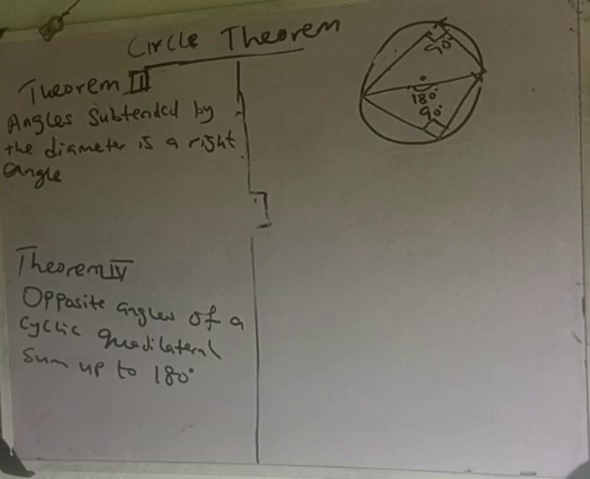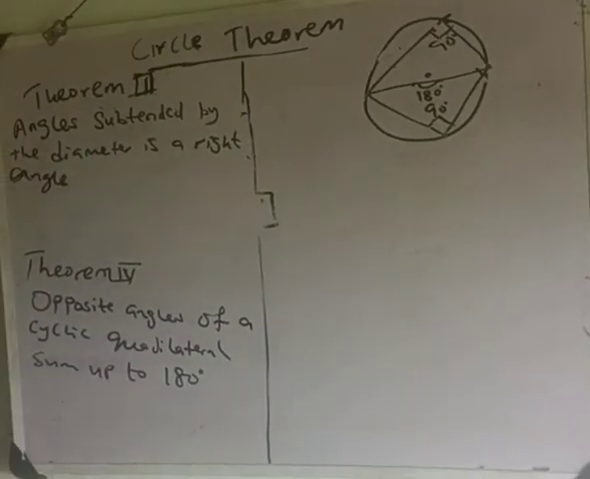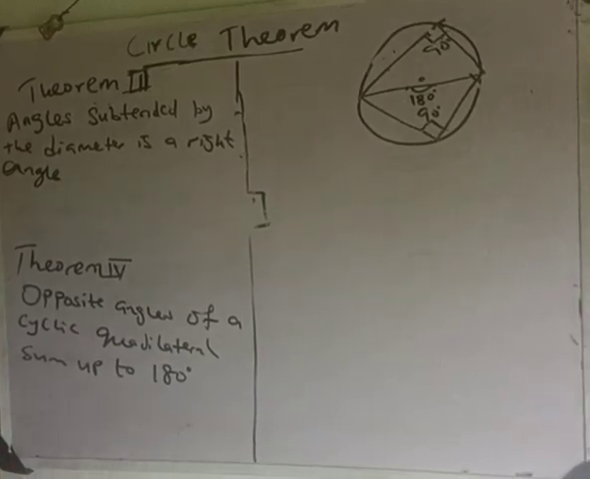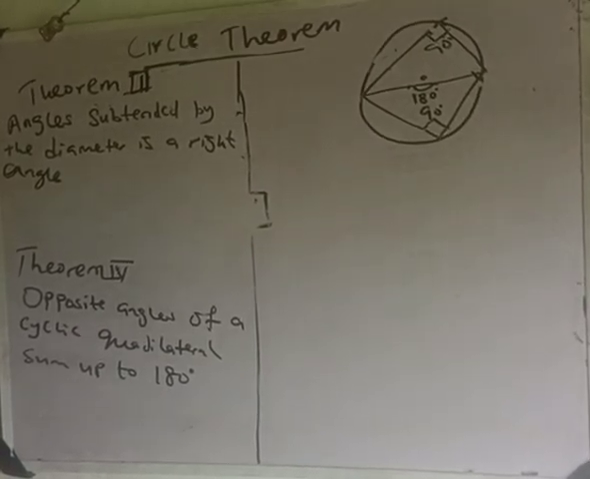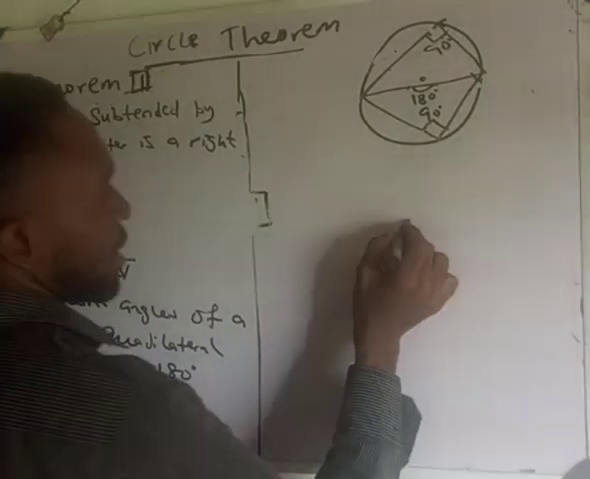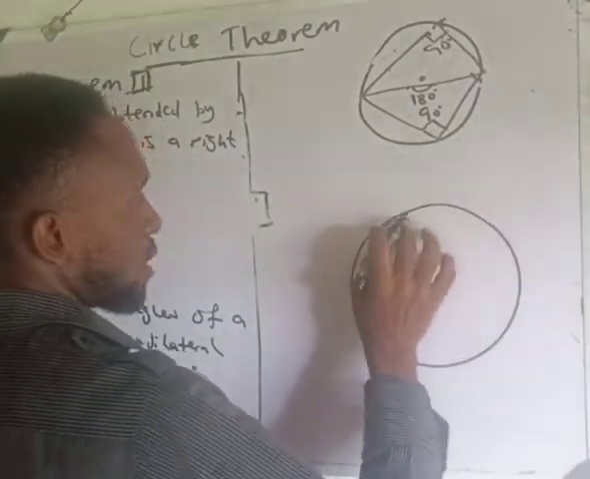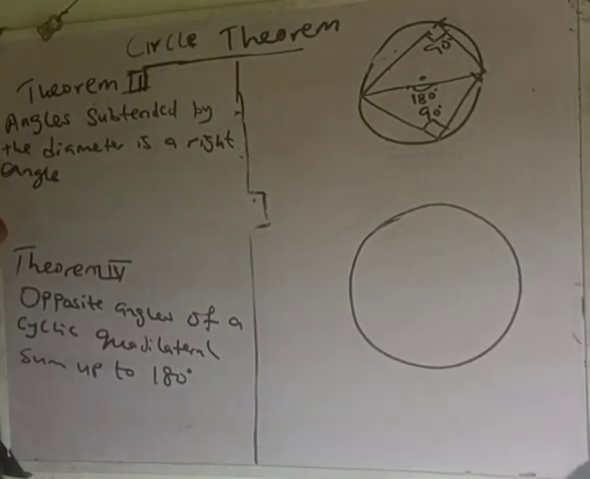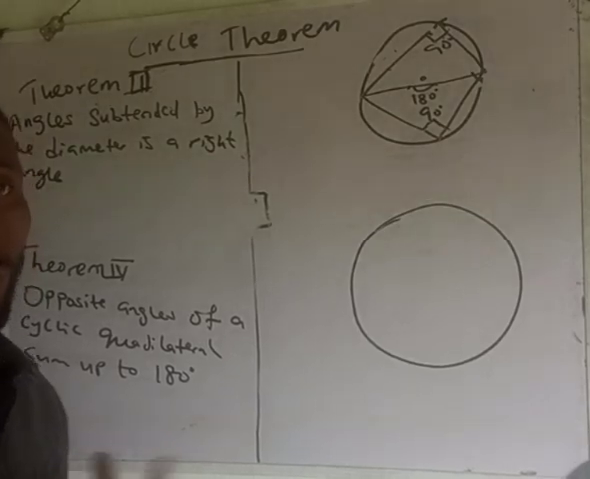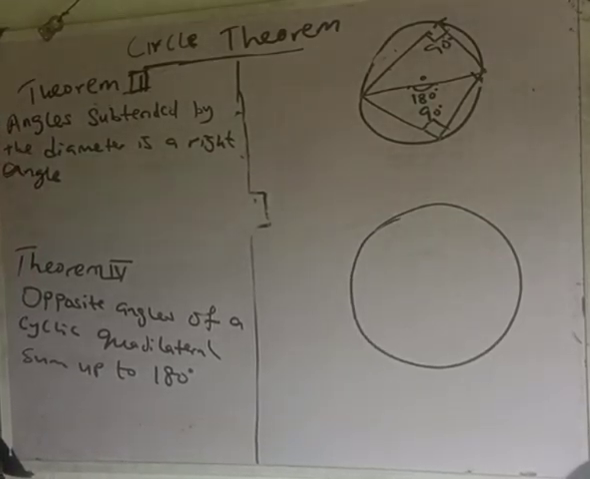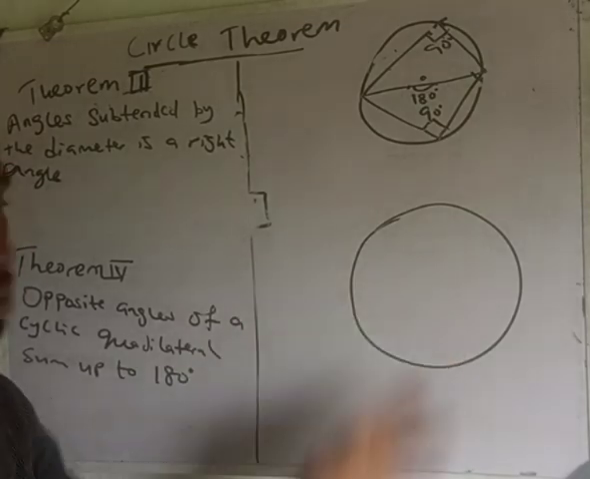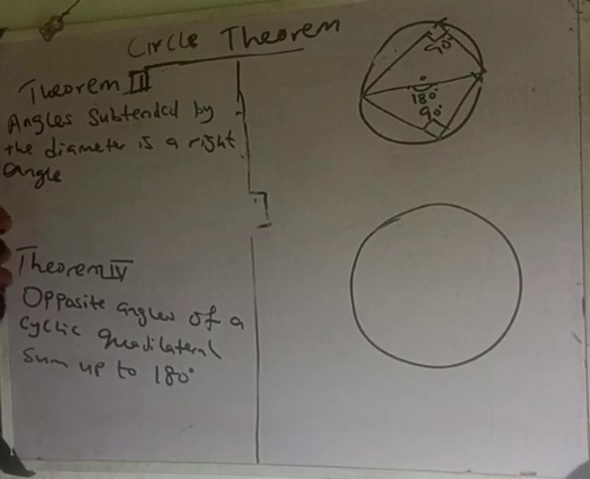Now we'll go to the fourth theorem. The fourth theorem states that the opposite angles of a cyclic quadrilateral are supplementary, or they sum up to 180 degrees. Let me show you something. A cyclic quadrilateral means a quadrilateral that is bounded in a circle, right? A quadrilateral means a shape of 4 sides, like a square, a rectangle, or a trapezoid, any shape that has 4 sides that is bounded within a circle, and the opposite angles will definitely sum up to 180 degrees.